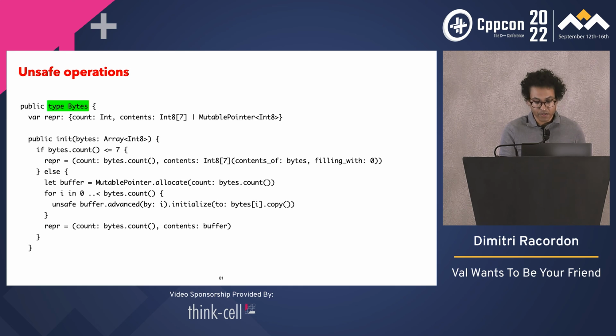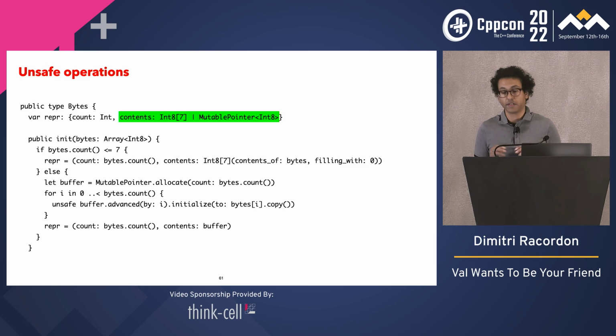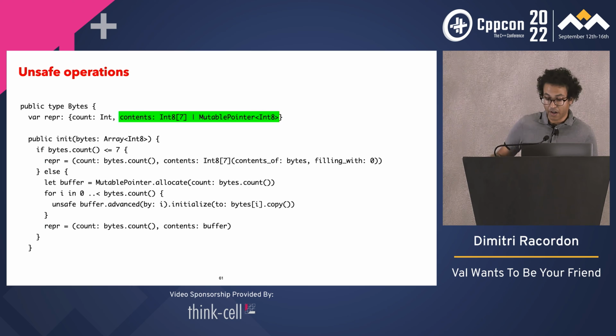So this type contains a variant with two cases. The first is a buffer of 7 bytes, and the second is a pointer to a heap allocated buffer. So the idea is that I can use the inline buffer to store up to 7 bytes, and if I need to store a larger sequence, then I can point to an out-of-line buffer. Incidentally, the size of contents here is exactly 1 word on most platforms. And you can ask me later if you want to know how that works.